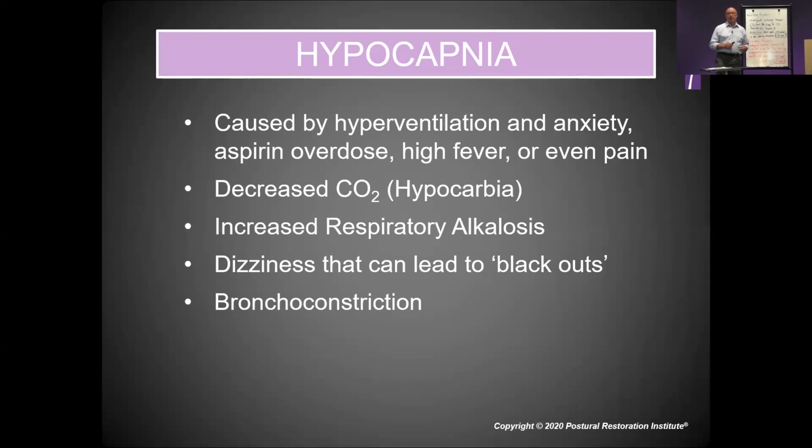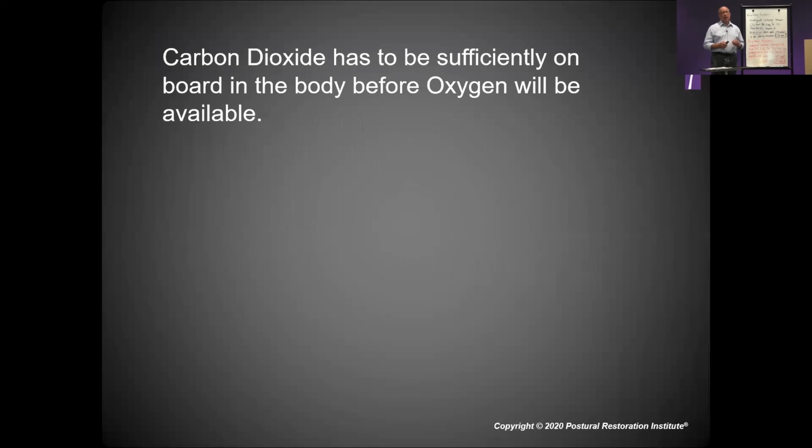They're your POTS patients. They get really lightheaded. Their bronchioles are constricted. They can't exchange. Perfusion is difficult. Ventilation is difficult, but perfusion is even more difficult. Carbon dioxide has to be sufficiently there on board in order for your body to make oxygen before oxygen will be available from the outside environment, to actually get it, to produce it, to have it.